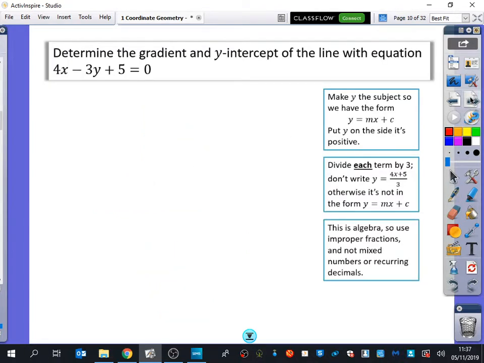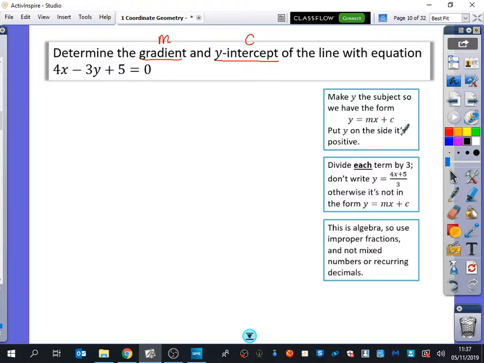So here, I want to determine the gradient, the value of m, and the y-intercept, the value of c, of the line with this equation that we have here. This is kind of a more familiar version of equations that you're going to see in A-level. And I've put a few different steps here. Make y the subject so that we have the form y equals mx plus c. We know that's the form that's going to help us find out what m and c are. And put the y on the side where it's positive.